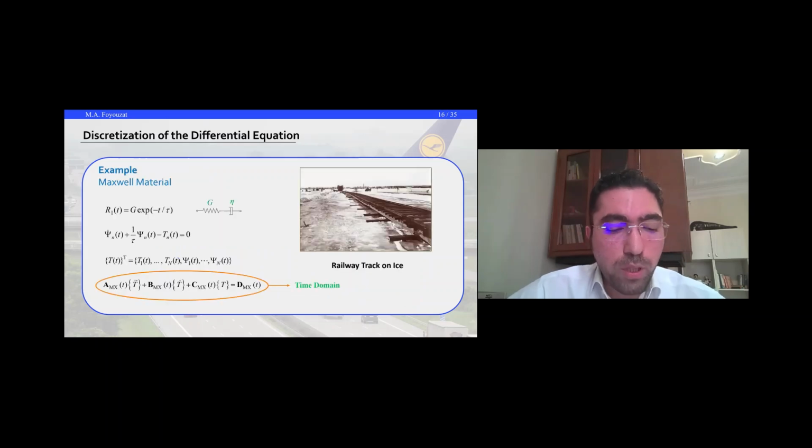In order to demonstrate how this solution method works, we discretize the problem for a plate made of a Maxwell material using this approach. In the Maxwell model, the spring and damper are arranged in series, a configuration used for modeling materials such as ice. For example, in this figure, we present a case corresponding to a railway line built on ice in the Dnieper region of Russia near the North Pole.